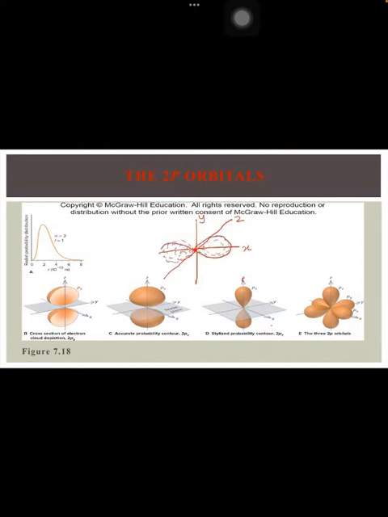And bila kita tengok bentuk dia adalah seperti dumbbell macam ni. Bentuk dia macam ni lain kan daripada S tadi. Then we know that because of the electron density lies on x-axis, maka orbital ni kita panggil dia sebagai PX. Orbital PX. Okay.